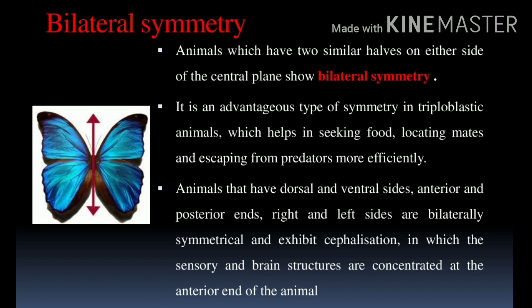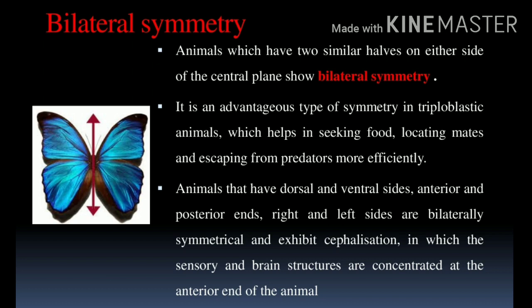Okay, so these animals have dorsal and ventral sides, anterior and posterior ends, and right and left sides, bilaterally symmetrical. So these are the bilaterally symmetrical animals. They exhibit cephalization. What is cephalization? In it, the sensory organs and brain structures are present at the anterior end of the animals.